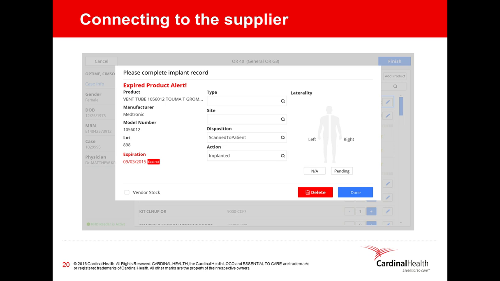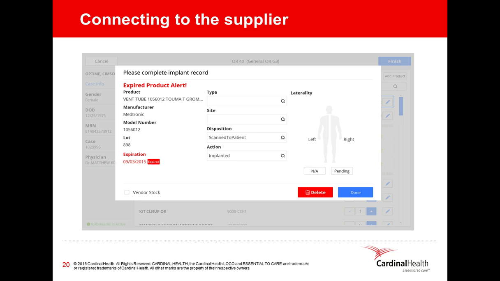And also, in this step, if the tissue required any type of reconstitution, another window pops up. So the circulator knows exactly what must be documented: what medium was used, what was that lot number, what was that expiration date, the product that they used to reconstitute the tissue.